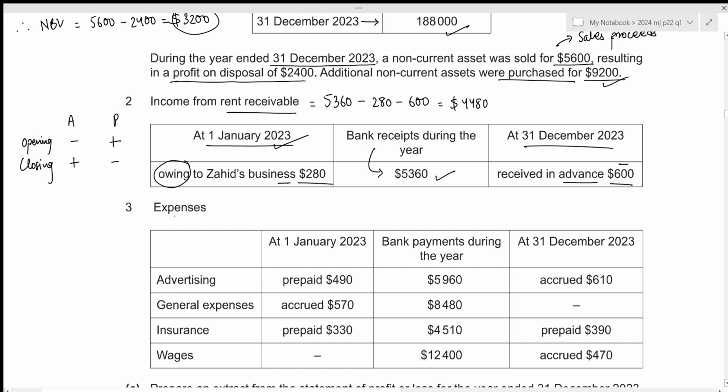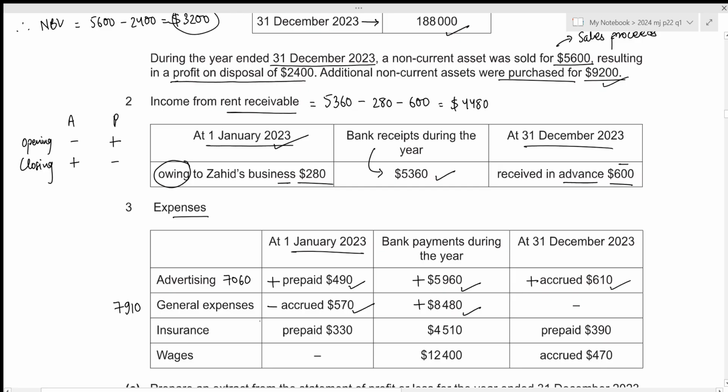Then we need to repeat the same process for our expenses as well. For advertising, we can see that at the opening date we have prepaid, which we need to add to this value, and at the closing date we have accrual, which we again need to add. So that will be 490 plus 5,960 plus 610, which results in the value of 7,060. For general expenses, we have the opening accrual, which we need to subtract, plus 8,480. So that will be minus 570 plus 8,480, which results in the value of 7,910.